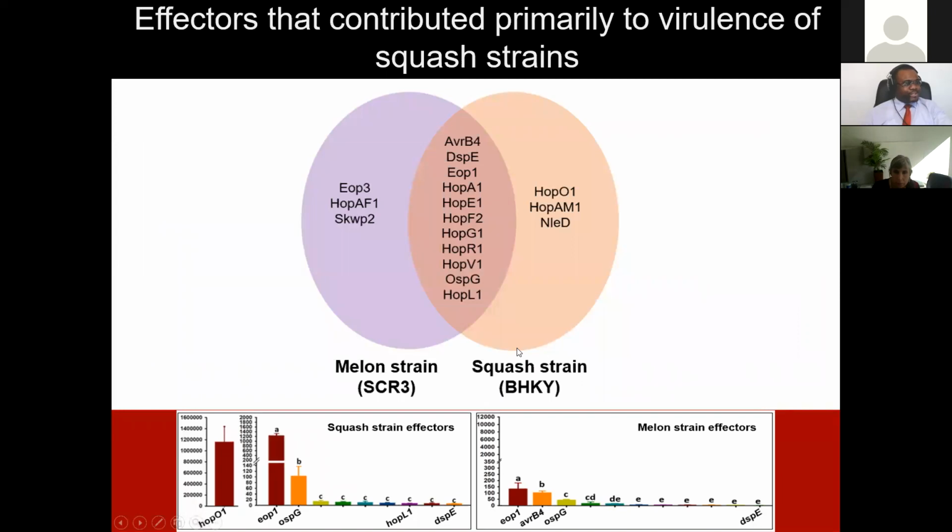So as a summary, looking at the big picture, the effector that had the most critical impact on virulence of the squash strains, remember, is DSPE. That was the one that, when we knocked it out, the strain became completely non-pathogenic. Whereas effectors like HopL1, Eopt1 and OspG appear to have some overlapping functions.